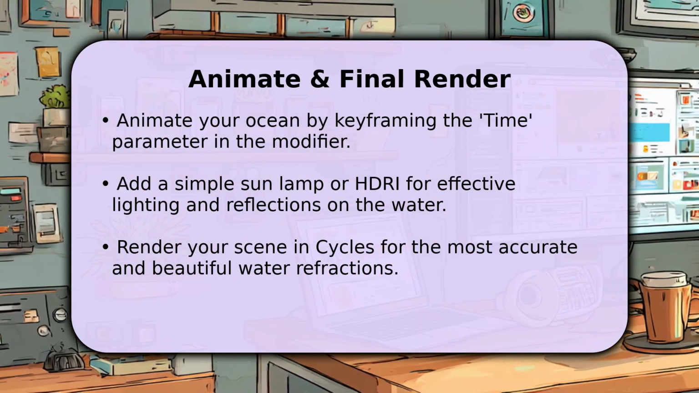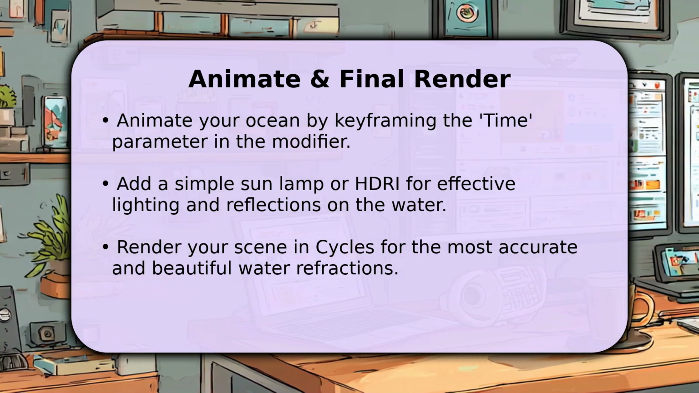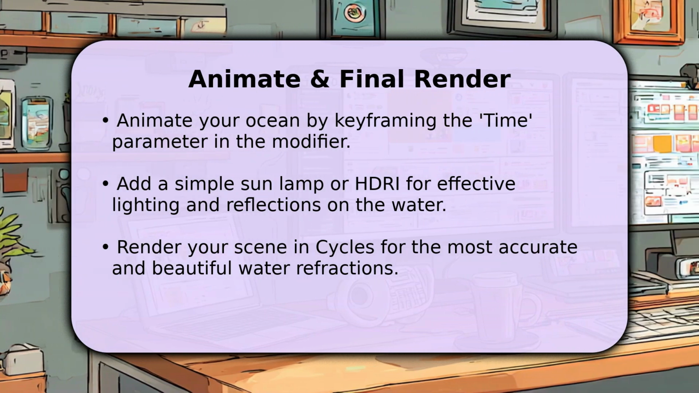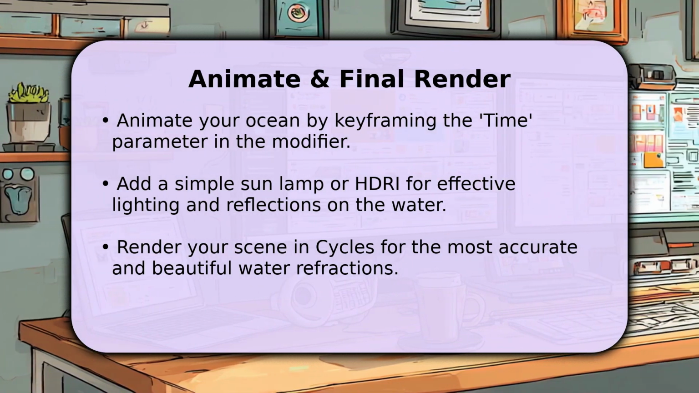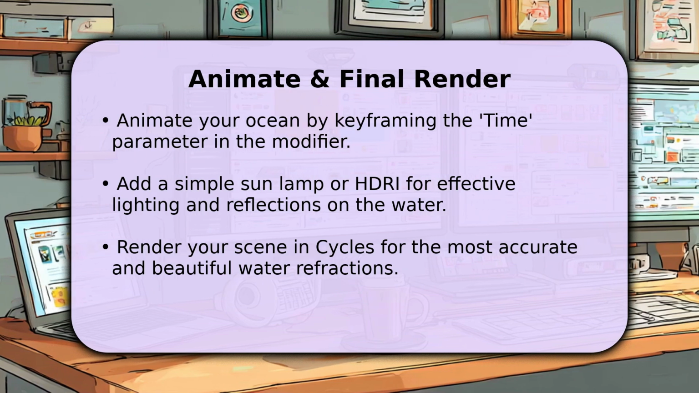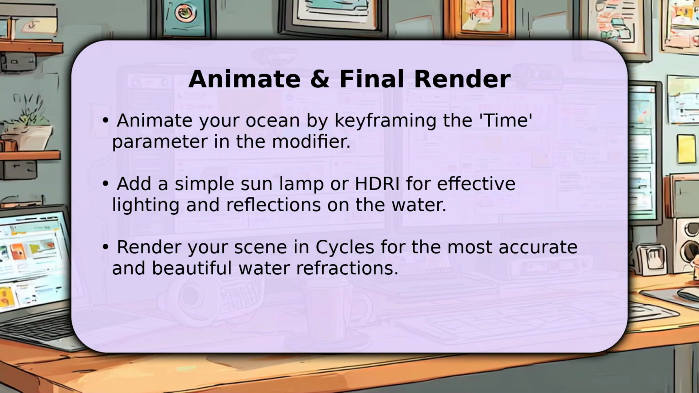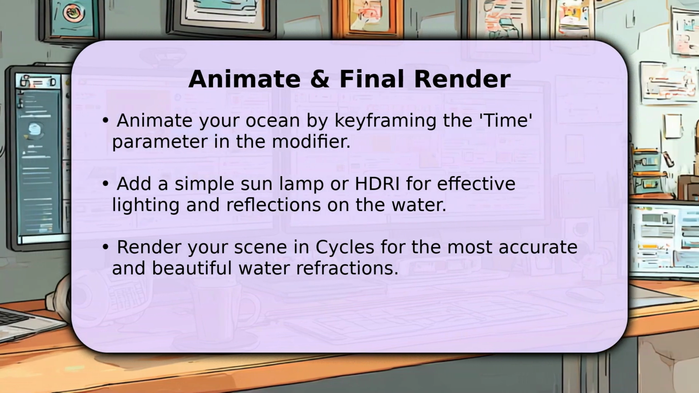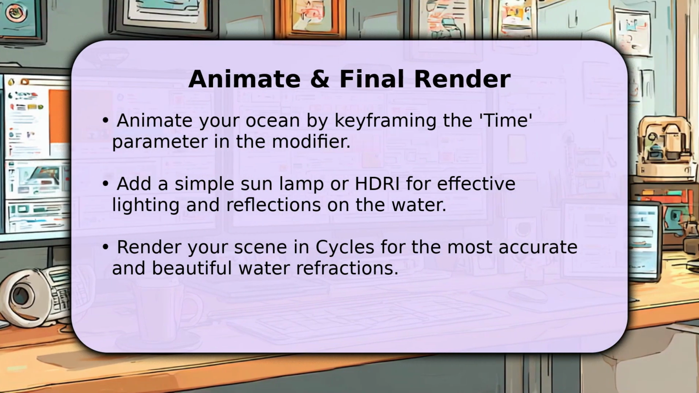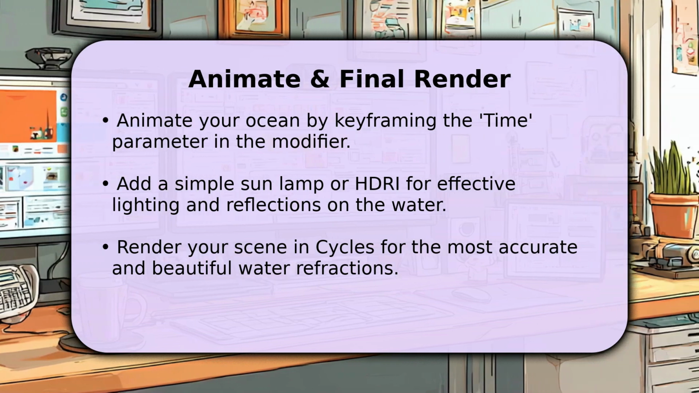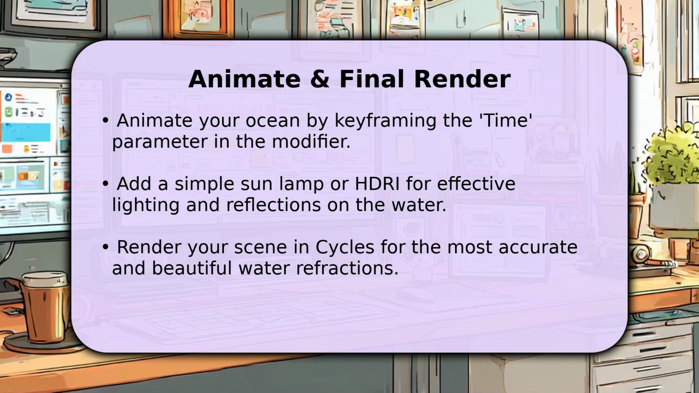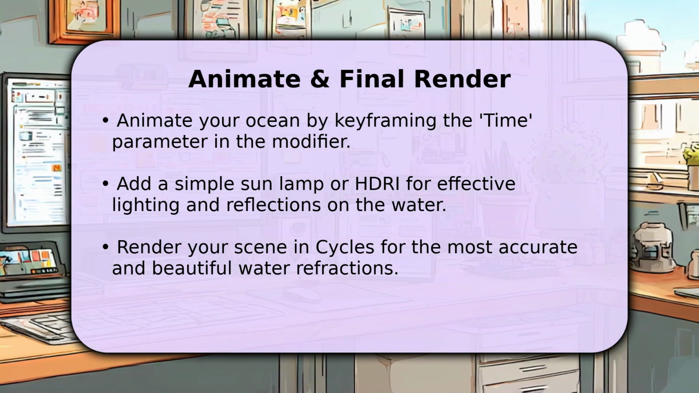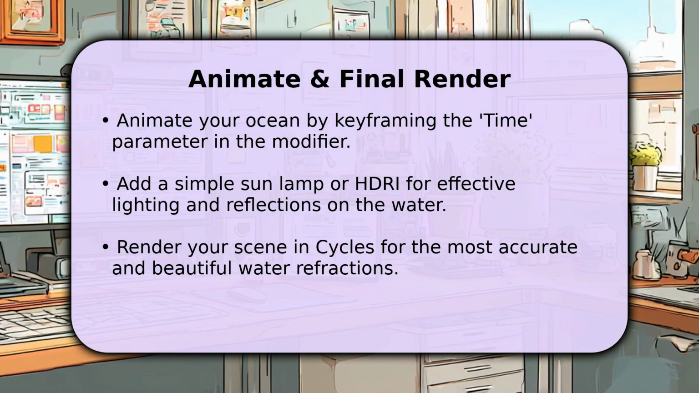Now, let's bring your ocean to life with movement. In the Ocean Modifier, hover over the time parameter, right-click and select Insert Keyframe at your starting frame. Move your timeline forward, adjust the time value, and insert another keyframe. This creates a gentle, continuous wave animation. Don't forget to add a strong light source, like a sun lamp, to catch those beautiful reflections. For the best visual quality, render your final animation using Blender's Cycles engine. Your animated ocean is ready to impress.